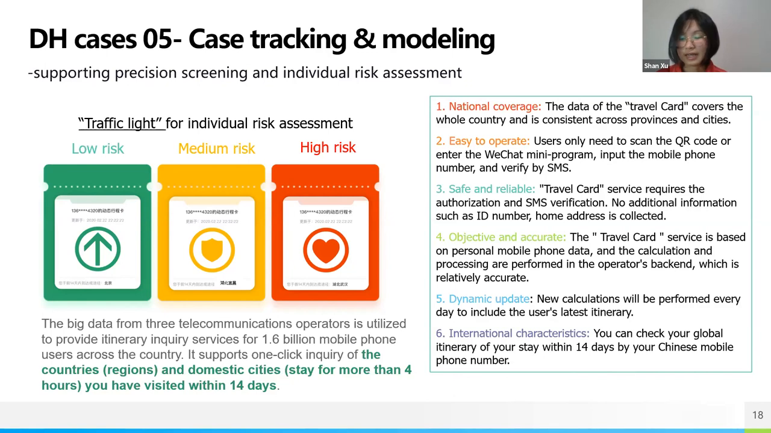So the analysis on the back end is based on the major three telecommunication operators, and it is a kind of service that provides individual risk assessment for 1.6 billion mobile phone users across the country. It is a one-click inquiry of the countries and regions that you have visited within the 14 days, to give you a proof and also the risk assessment result.